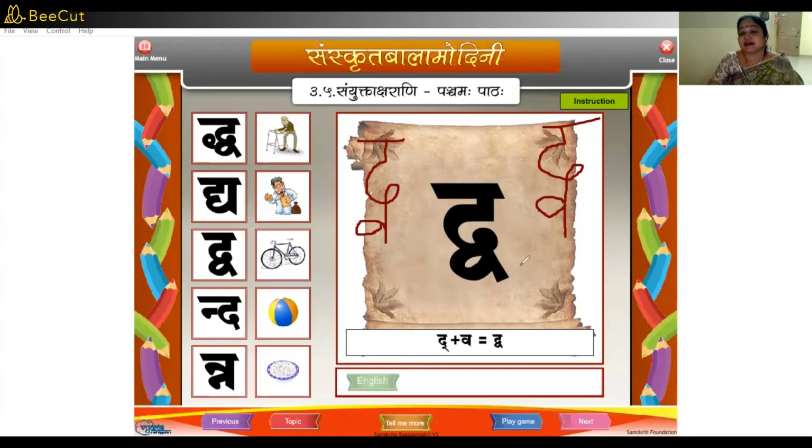To see it, it looks similar to do, right, ma'am? But it is not do. Do will not be like this. Do will be like this.